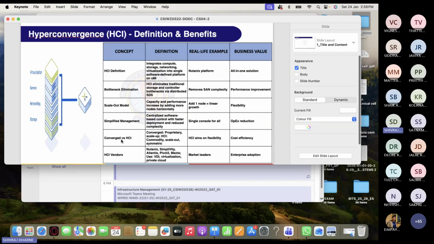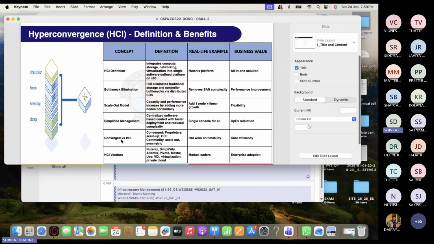If you are asked to give examples of popular HCI platforms, you can say Nutanix, HPE SimpliVity, Azure Stack HCI, and VMware vSAN. Please remember these names. Maybe I will send you separate notes on HCI.